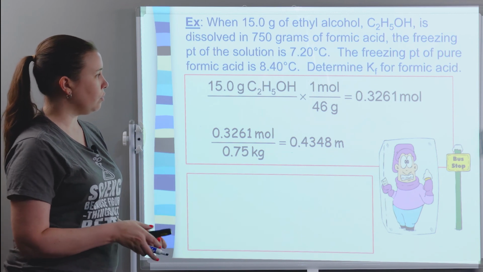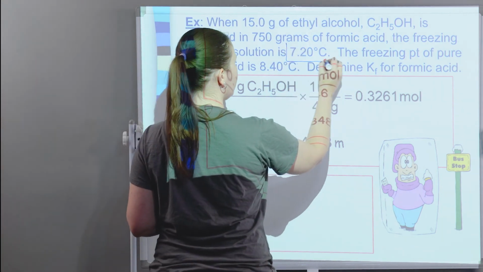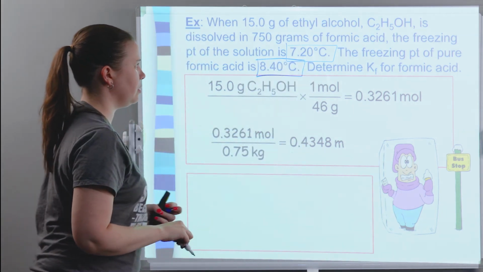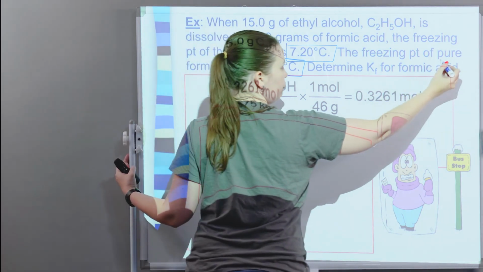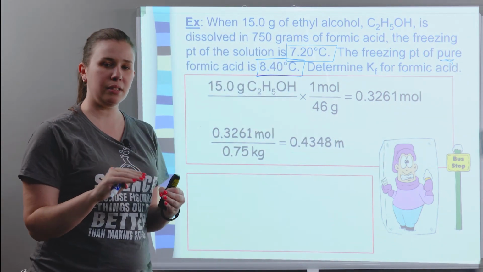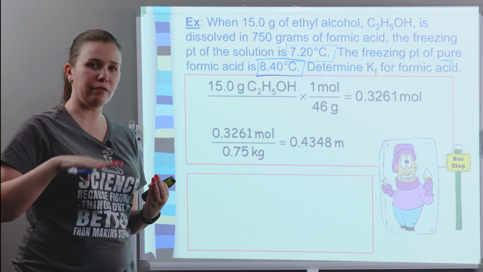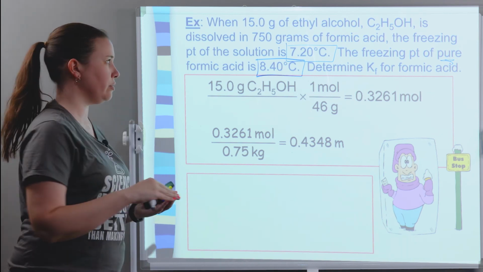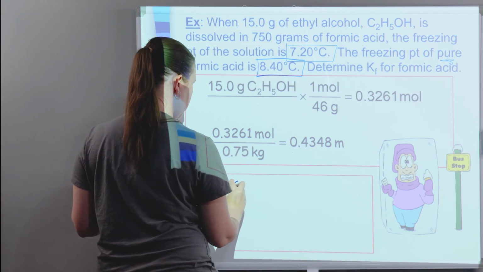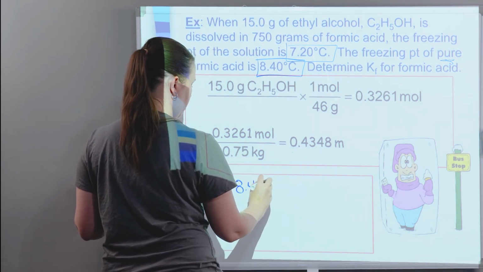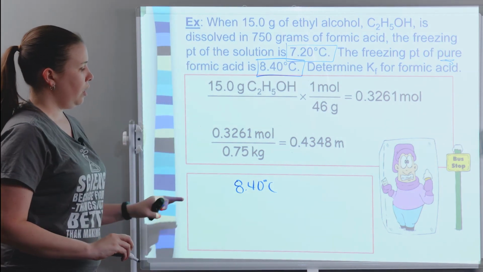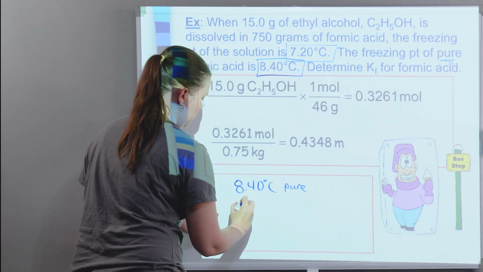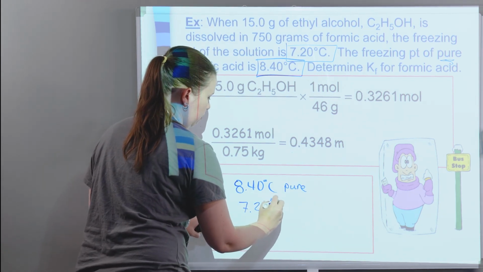But what is going on with my delta T's here? I have 7.20 degrees Celsius and I have 8.40 degrees Celsius. The pure formic acid would give you basically the 0 degrees Celsius for water. What temperature does water freeze at when it's pure water? 0 degrees Celsius. So where are we starting? The pure stuff, 8.40 degrees Celsius. And then once we drop to 7.20, we are lowering that freezing point.